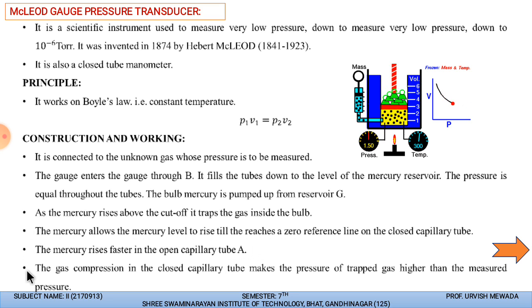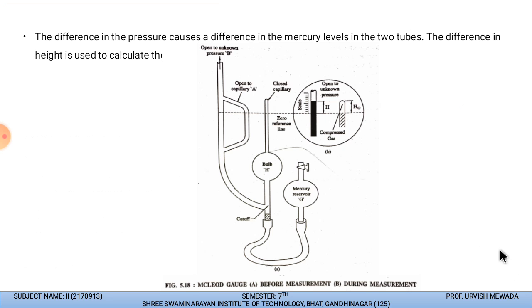And that's why the gas compression in the closed capillary tube makes the pressure of trapped gas higher than the measured pressure. In this diagram, you can see the point where we have the opening to the unknown pressure, and this is the setup of the McLeod gauge. Here you can see the closed capillary with the bulb H, and the mercury reservoir G, and this is the open capillary A.